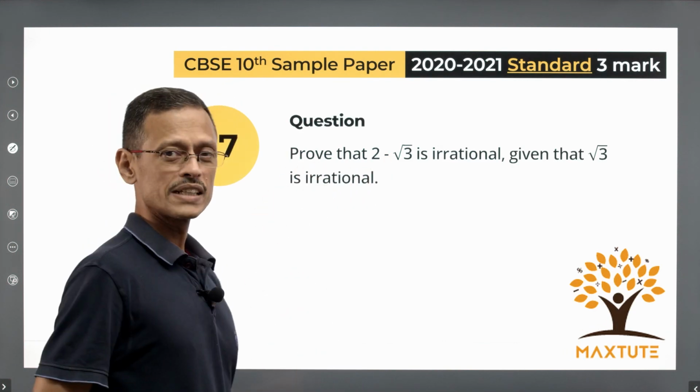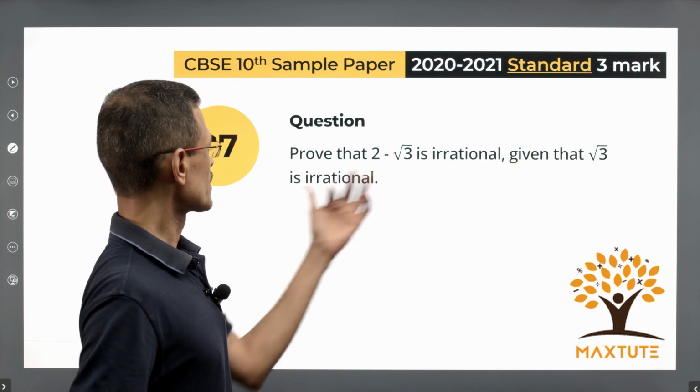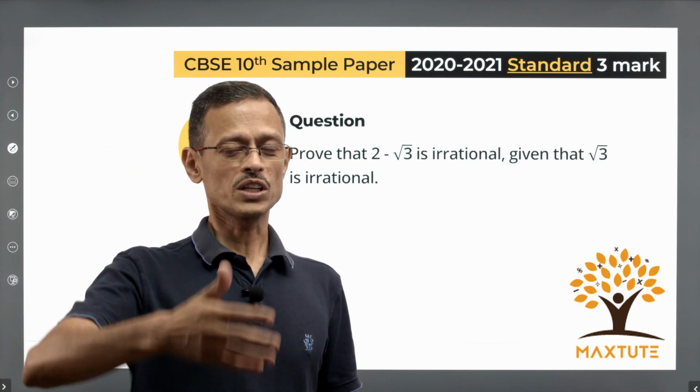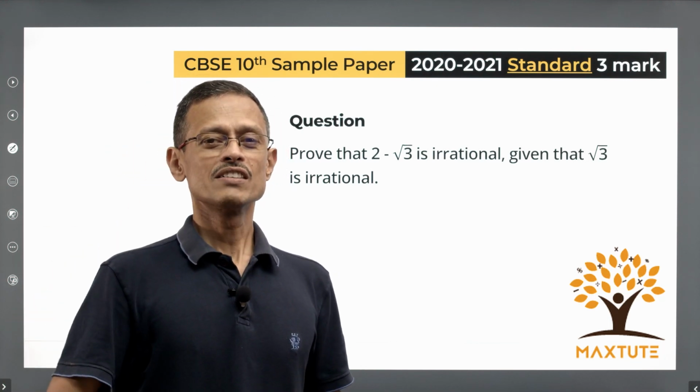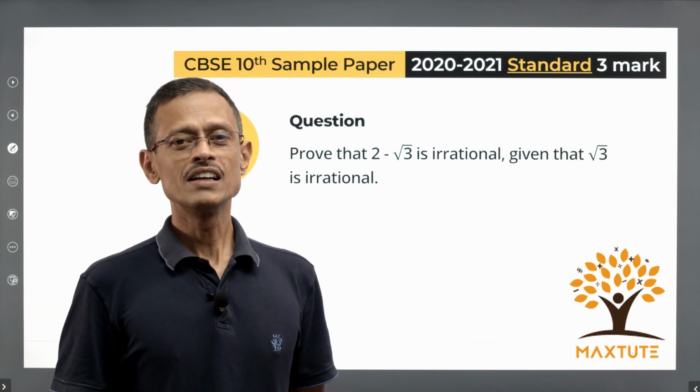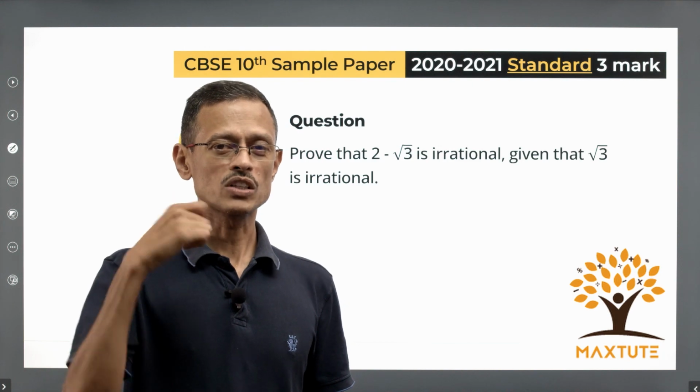Prove that 2 minus root 3 is irrational, given that root 3 is irrational, right? How are we going to go about it? You would have done it quite a few times in your quarterly, half-yearly. This is a question which you would have done at least 5-10 times before you reach the sample question paper stage. We're going to assume the contrary. We're going to assume the converse, the opposite.